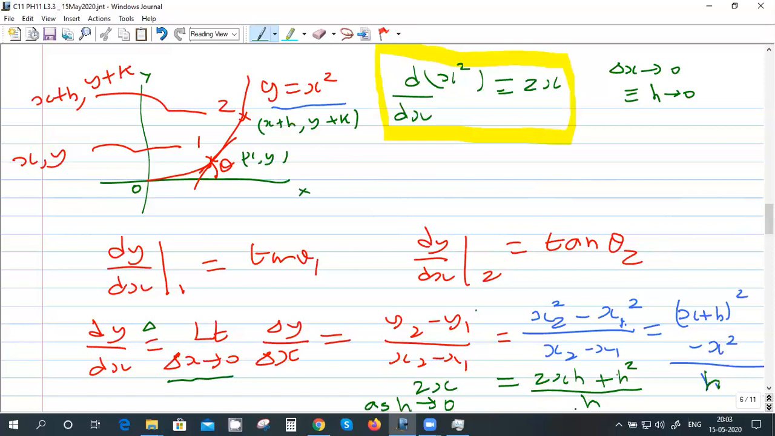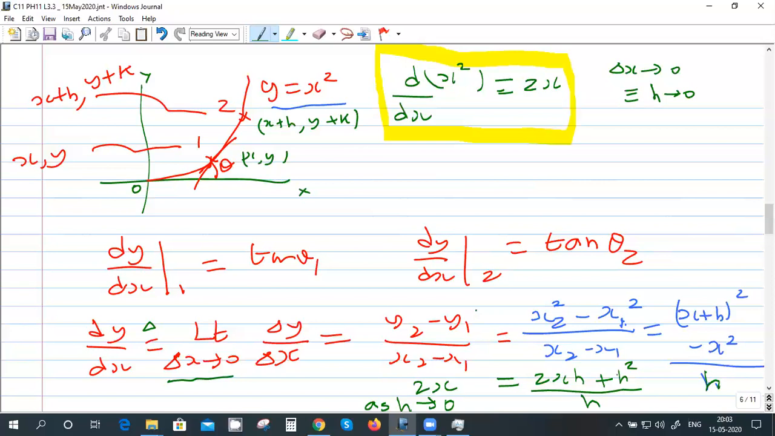H is tending to 0. It will be like 10 to the minus 1000, 10 to the minus 10,000. So in the limit it is 0. This is a standard technique. From that you get an important result which I have marked in yellow here. d by dx of x square is 2x.